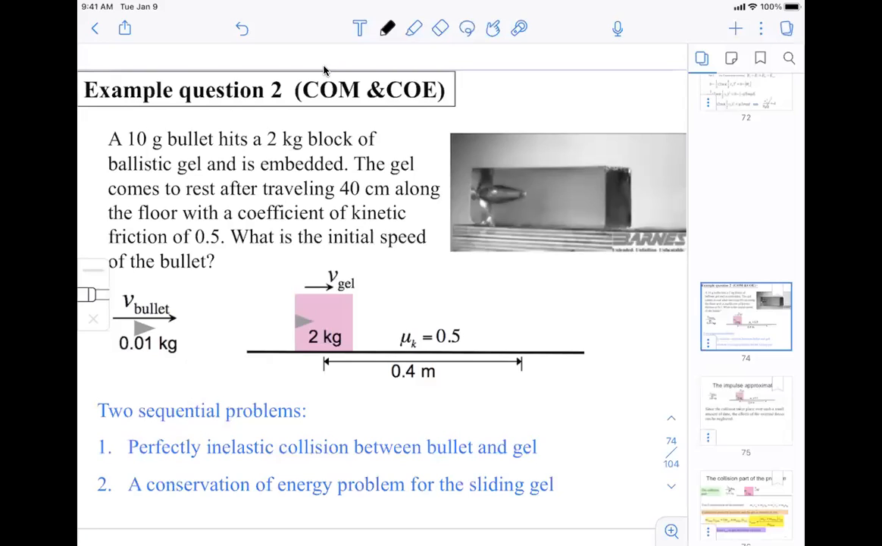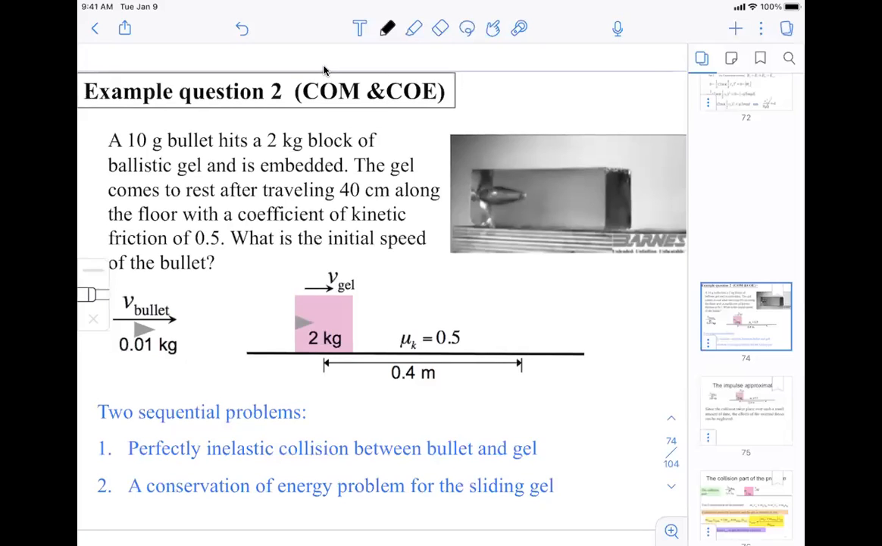It's telling me how far it slides, and it's asking what is the initial speed of the bullet. So I'll give you a little bit of time to think about this question. You can draw a picture and try to solve for the initial speed, or you can at least apply conservation of momentum to the first section, the collision part, and see how far you can get. I'll give you a minute or two to try to set things up yourself.